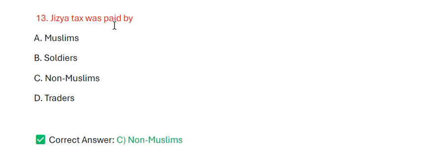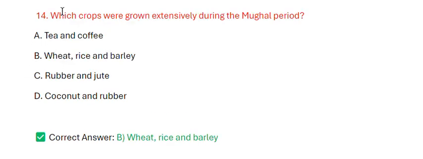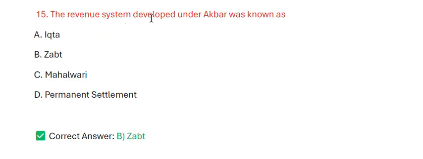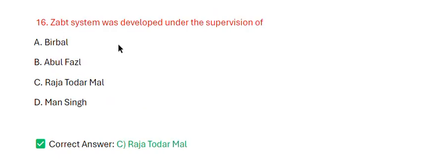Jizya tax was paid by? The correct option is C, non-Muslims. Which crops were grown extensively during the Mughal period? The correct option is wheat, rice, and barley. The revenue system developed under Akbar was known as? The correct option is B, Zabt. The Zabt system was developed under the supervision of? The correct option is Raja Todar Mal.